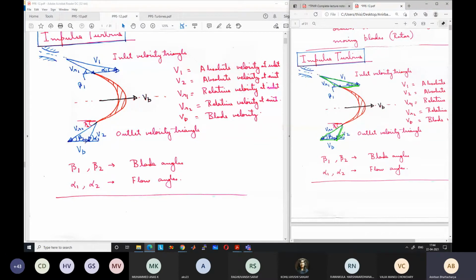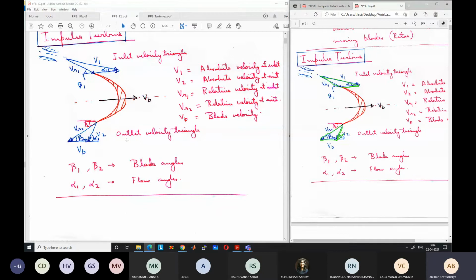So we will superimpose the two triangles and create a single set of velocity triangle, which is known as the velocity triangle for the blade, and based on that, we can do a lot of calculation. We can find out what is the force in the axial direction, what is the force in the tangential direction, what is the power generated. Everything can be calculated.